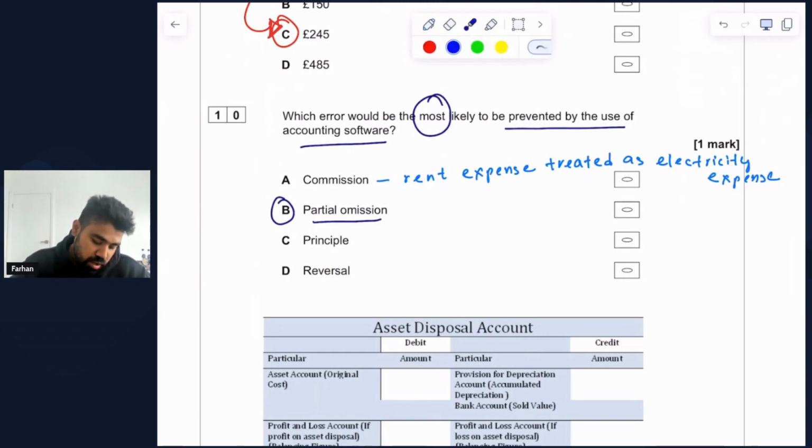Partial omission is something like, every transaction has a debit and a credit, obviously. So partial omission would be you recording the debit and not recording the credit. So that is what we call a partial omission. Error of principle is when you classify incorrectly. In other words, for example, you classify an expense as an asset, which is wrong. So this is why we call this an error of principle.